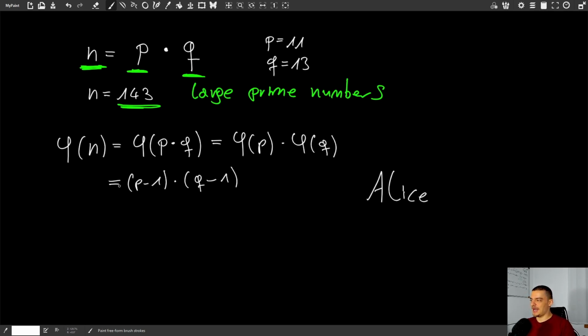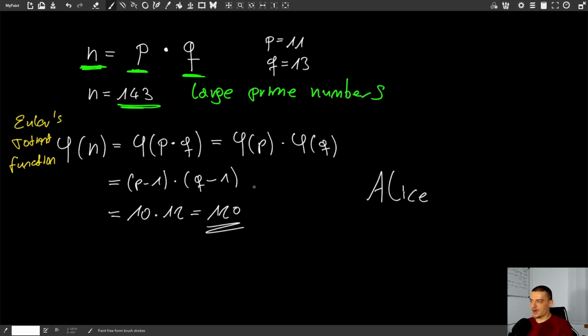And now all this tedious work of checking all the numbers is gone. All I have to do to calculate phi of n, which again, maybe let me write this down here, is Euler's totient, I hope I pronounce this correctly, function, is subtract 1 from p, subtract 1 from q, and get the product. That's quite simple. It's 10 times 12, because we have 11 and 13. 11 minus 1 is 10. 13 minus 1 is 12. 10 times 12 is 120. That is our phi of n.